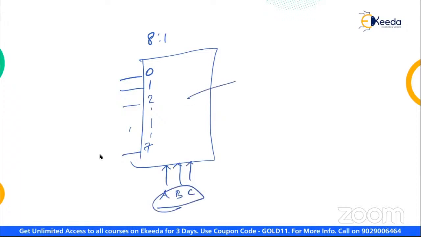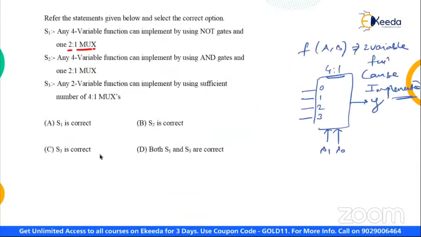So let me tell you, you can implement very easily three variable functions. Meaning that the number of variables required is always equal to the number of select lines. If the number of variables and the number of select lines are matching, let me tell you, you do not require extra hardware. I hope you understand my point. So let me tell you, they are saying for four variable, guys.